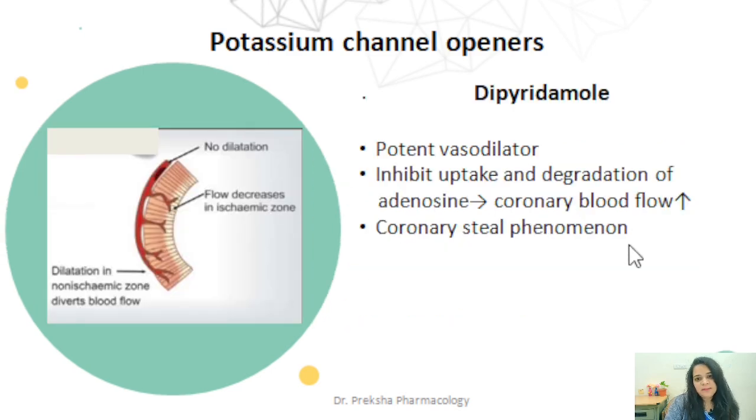Now coming to dipyridamole, which is a potent vasodilator. Dipyridamole inhibits the uptake and degradation of adenosine and it increases the coronary blood flow. Dipyridamole also causes the coronary steal phenomenon. Dipyridamole causes dilatation in the non-ischemic zone, so it diverts the blood flow from the ischemic area. That's how it causes the coronary steal phenomenon.